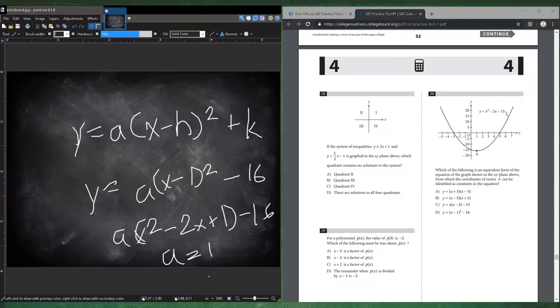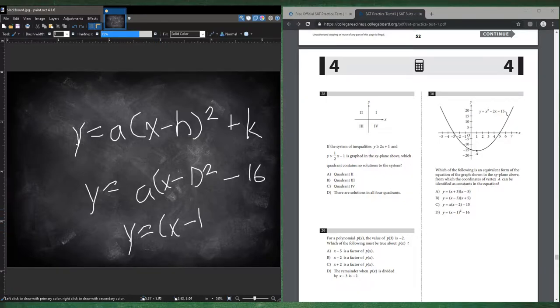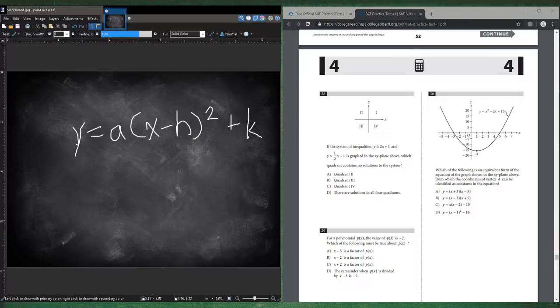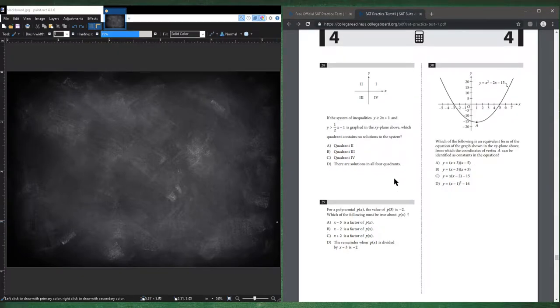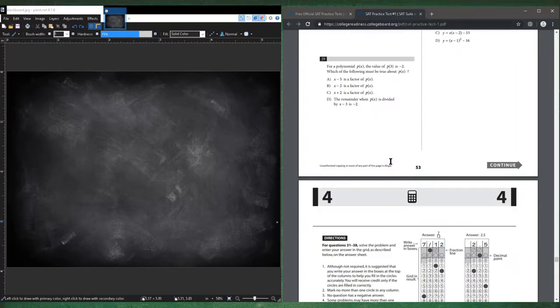You find out the a is equal to 1, because then this equation would be equivalent to the equation shown above the graph. So this equation would just be the same as y is equal to x minus 1 squared minus 16. So the answer is D. Pretty basic question if you know it. Most of this exam just tests you if you know your stuff rather than testing you based on difficulty.